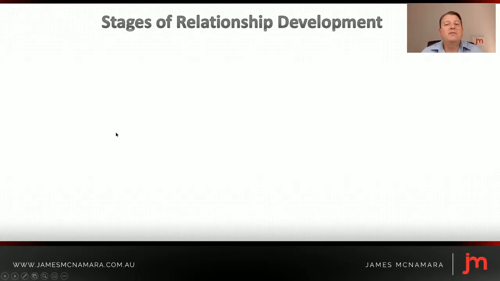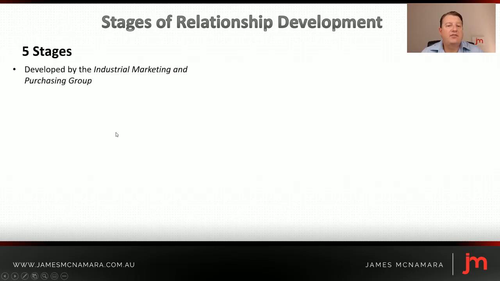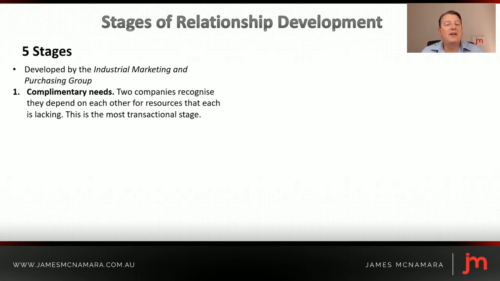So stages of relationship development. There are 5 stages, and this was developed first by the Industrial Marketing and Purchasing Group. So very much in the business to business space, okay? So we start off at the first stage as complementary needs. So the two customers recognize that they depend on each other for resources, the resources that each other is lacking.